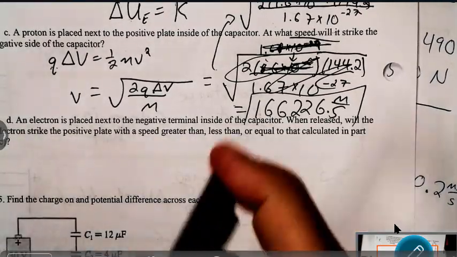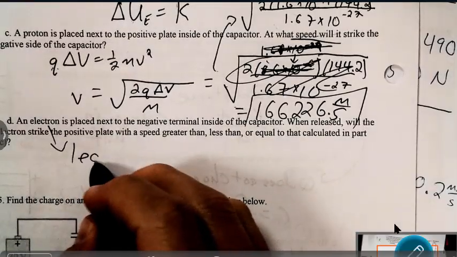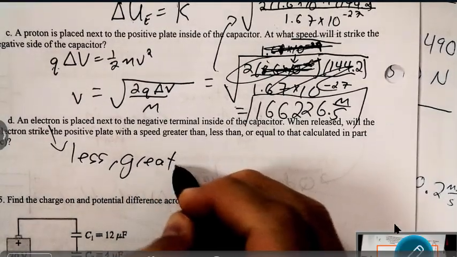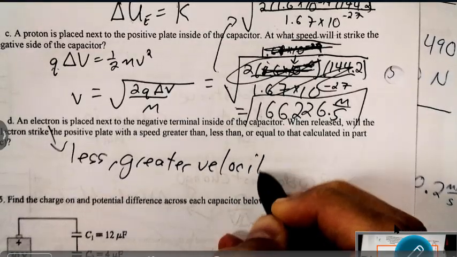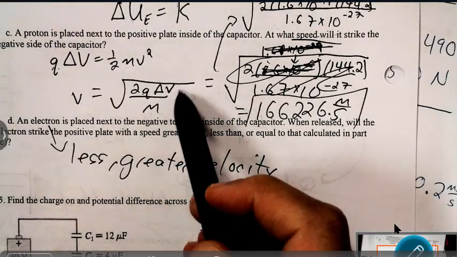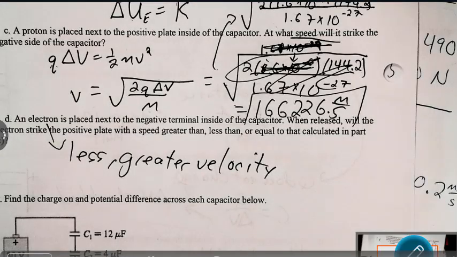Now an electron has less mass. So less mass, greater velocity, according to this equation. Electron has a lot less mass. Same charge, but less mass. So much greater velocity. Let's pause the video.